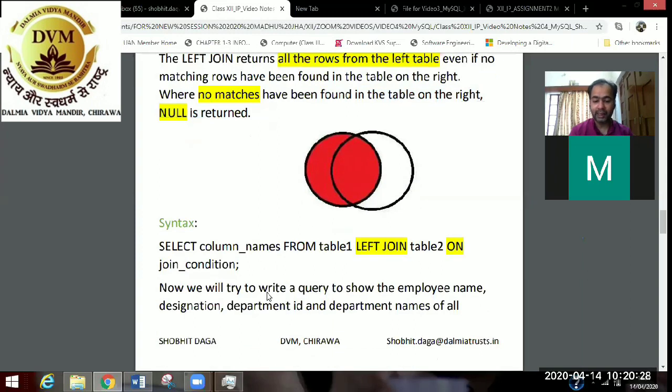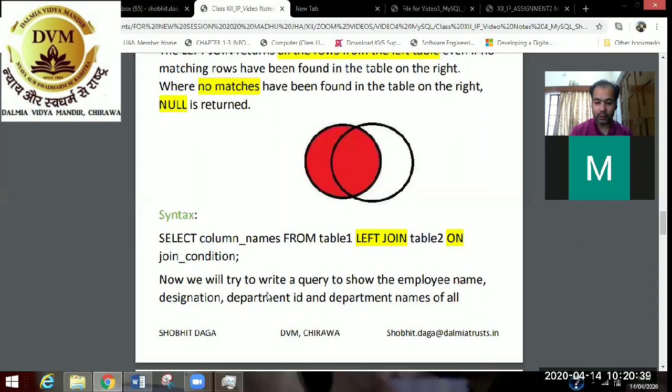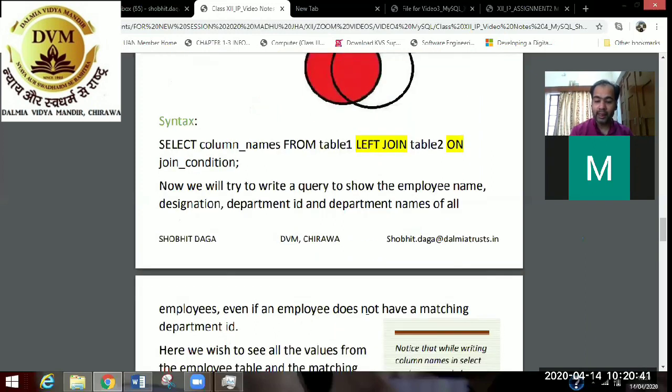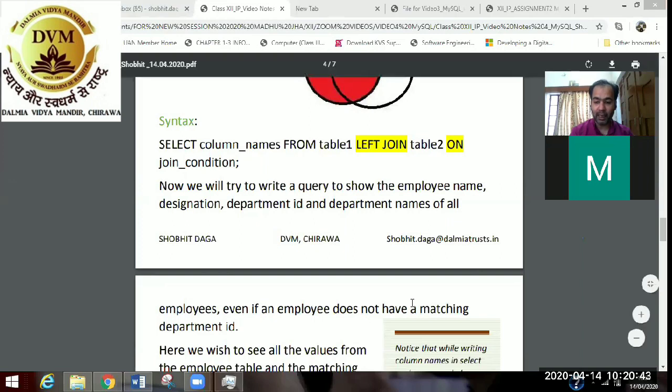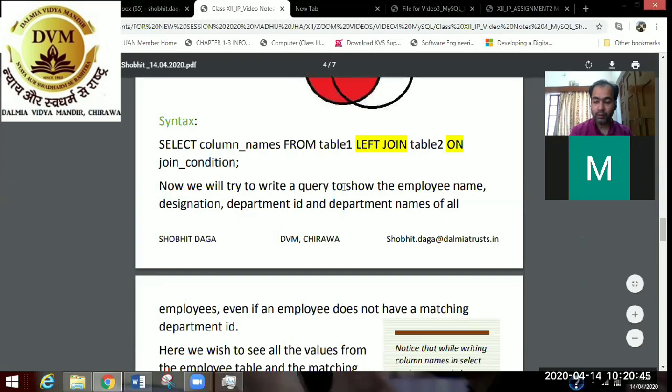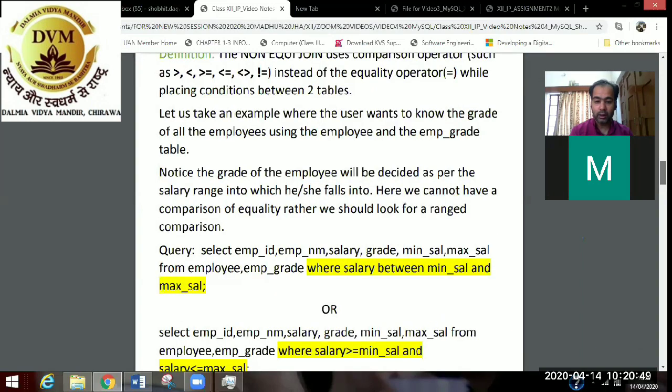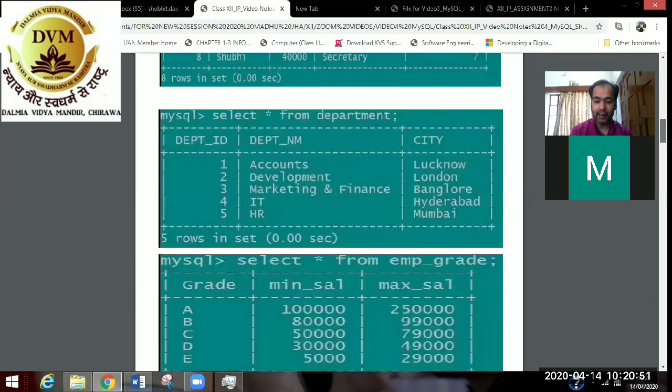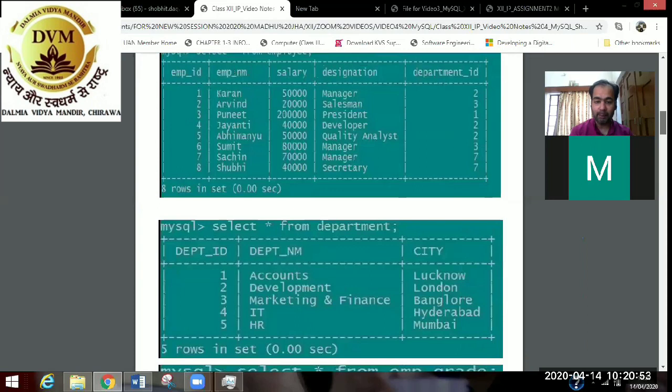Let us try to write a query to show the employee names, designation, department ID and department names of all the employees, even if an employee does not have a matching department ID. So which two tables are we talking about? We are talking about the department table and the employee table, these two tables.